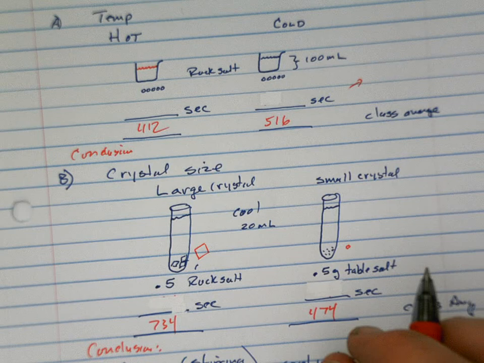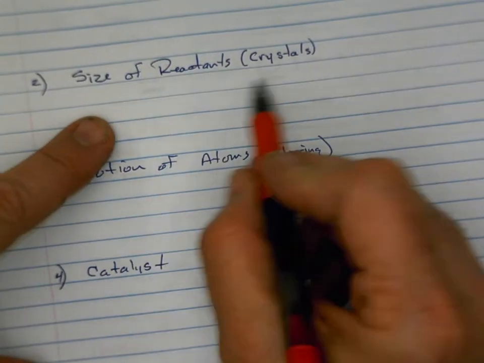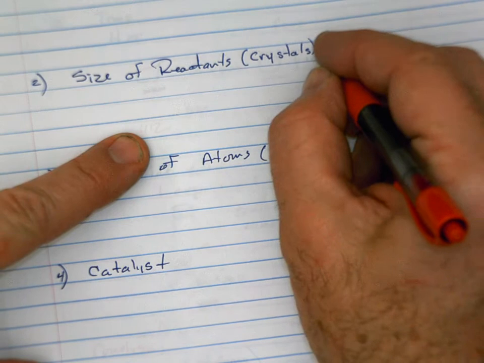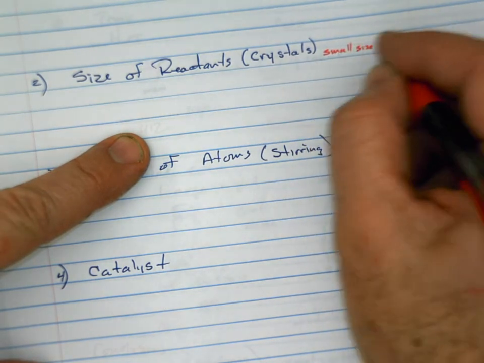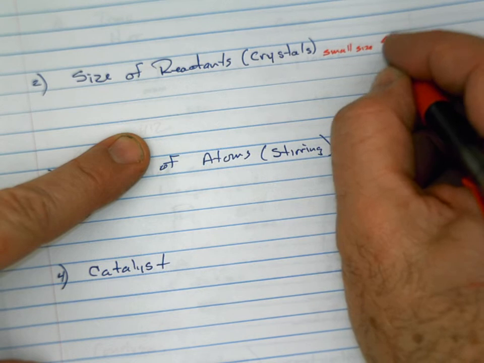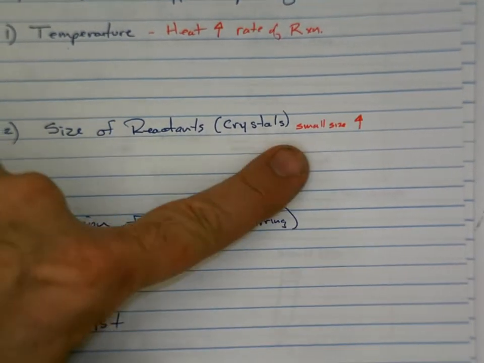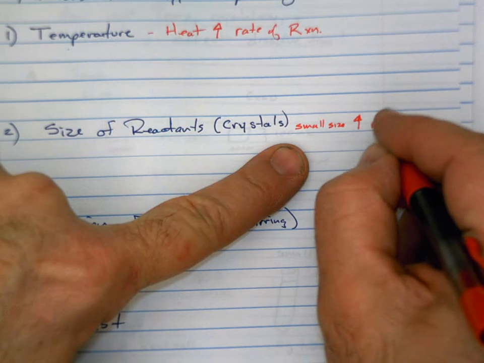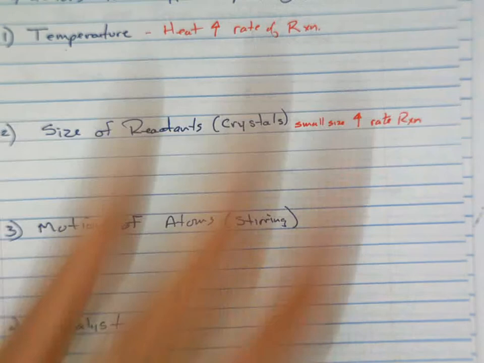So let's come over here, back to those notes over here. Size of reactants. Small size increases. Make sure I'm not going off the page. Small size increases the rate of reaction. That's almost always true.